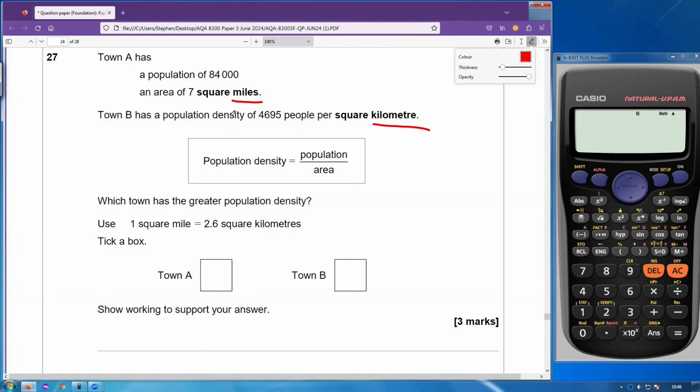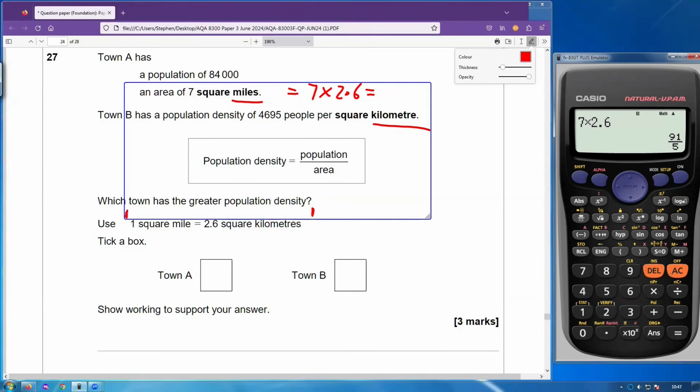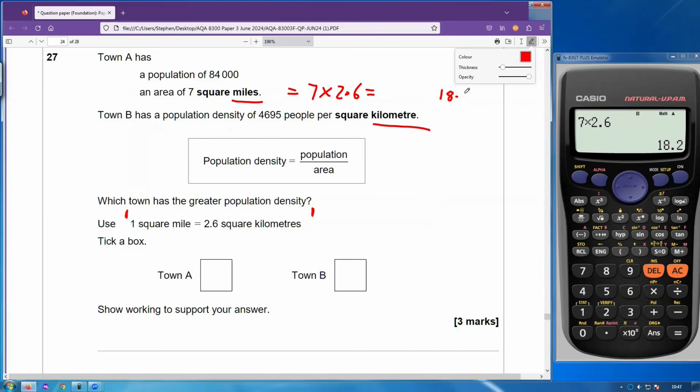Well, this one's in square kilometres. This is square miles. We need to make this into square kilometres as well, because we've got to use the same units. 1 square mile equals 2.6 square kilometres. So they're telling us there's more square kilometres than square miles, in the sense that 1 square mile makes up 2.6 square kilometres. So it's going to get bigger. I'm going to do 7 times 2.6 first, which equals 18.2 square kilometres. We now know the area is 18.2, not 7, because we're using square kilometres.